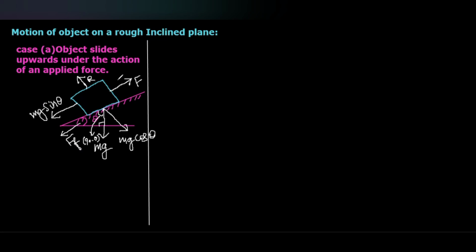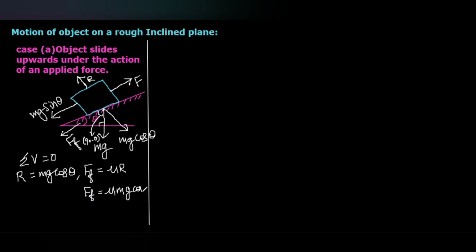Okay. So here the analysis, summation of vertical forces equal to 0. So we can write the upward force R equal to mg cos theta. And then we know that capital F suffix F equal to mu R. So we can write capital F suffix F equal to mu mg cos theta.